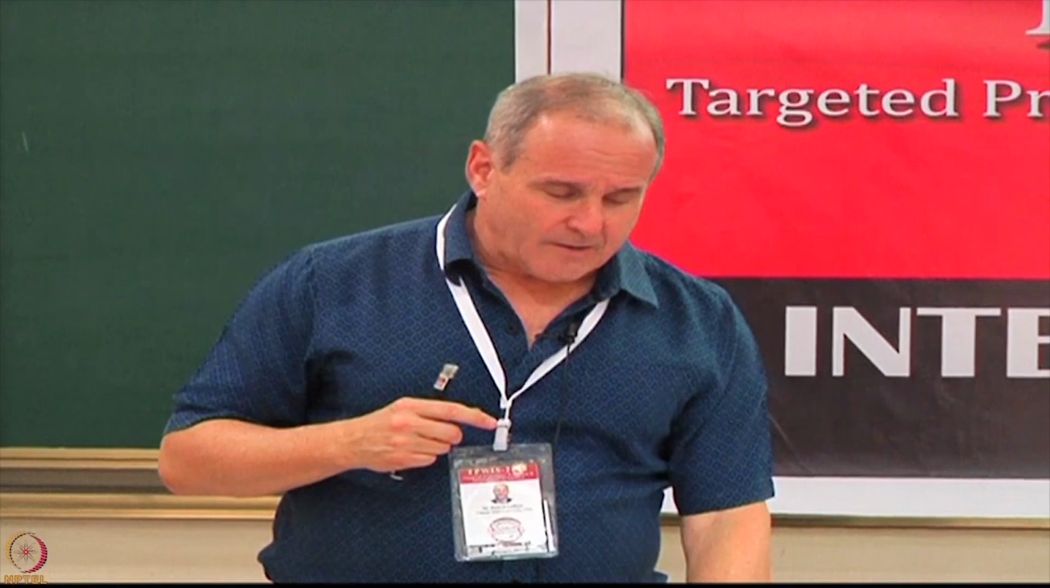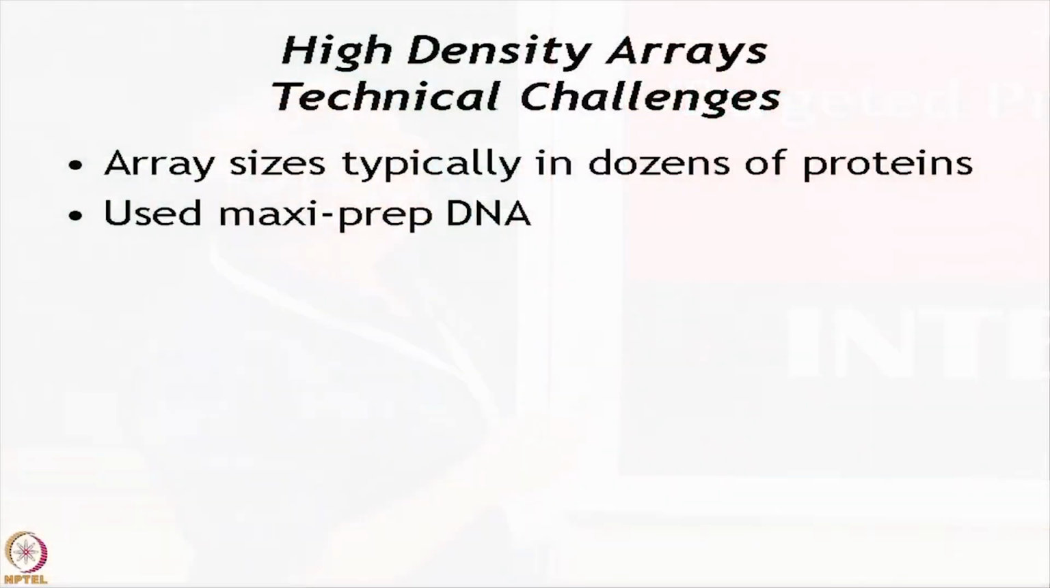So we were working in sort of the dozens range. At those days, we were using MaxiPrep DNA. If you're going to do thousands of proteins, you remember that what we need to make is DNA, not protein. And that's advantageous because it's easier to make DNA than protein, easier to purify it, and much easier to quantify how much you've made.